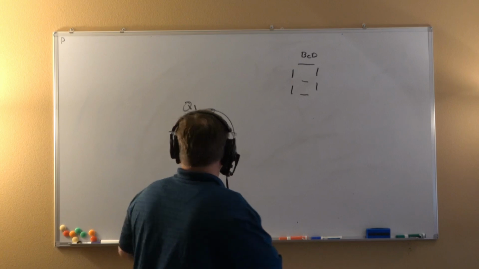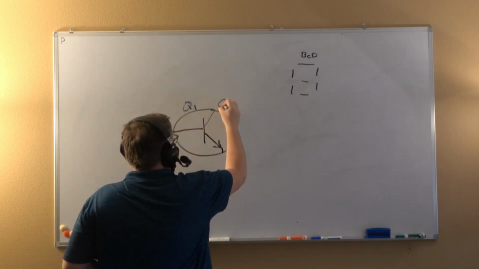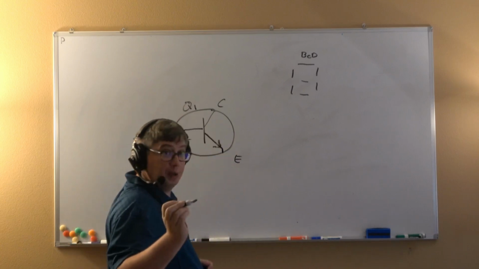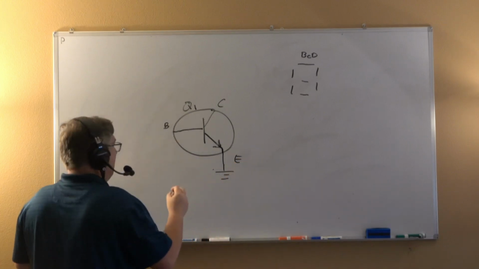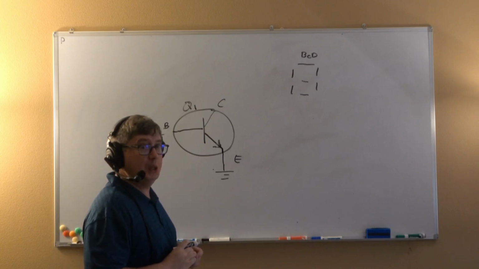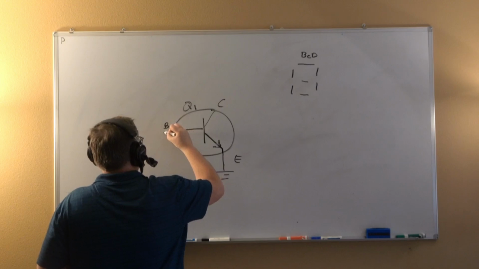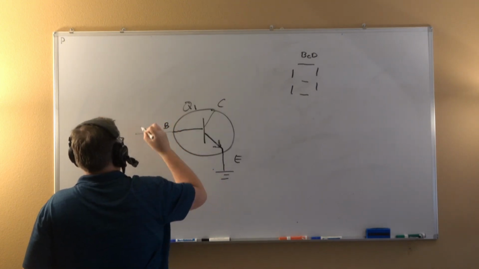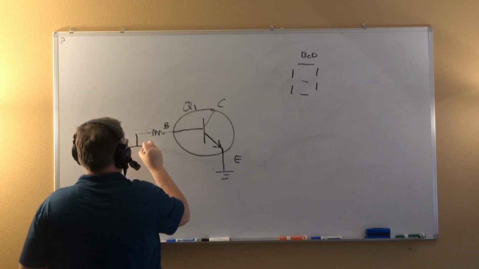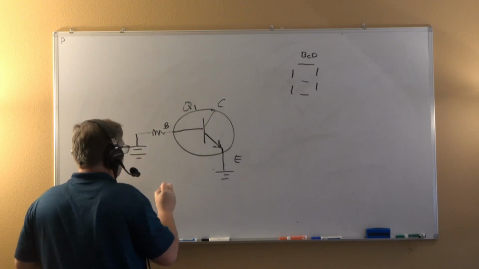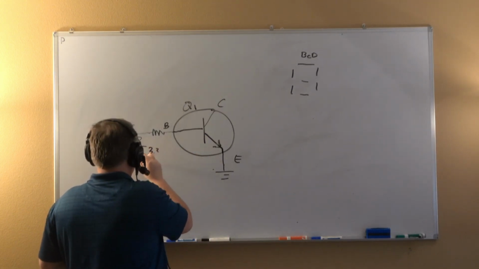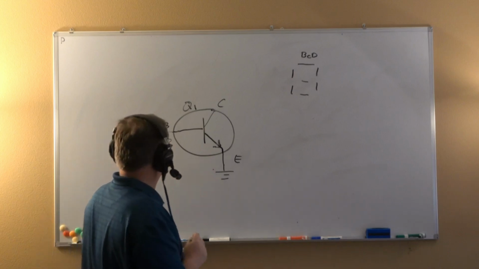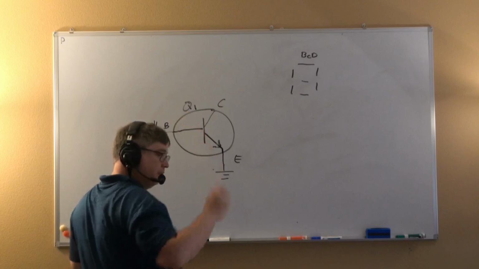We have a base right here, a collector, and the emitter. Our emitter goes to ground. Okay, that's ground. Our base goes to the microcontroller. And this microcontroller, how many volts is it putting out? 3.3 volts. That's right. Okay. This is 1K right here.